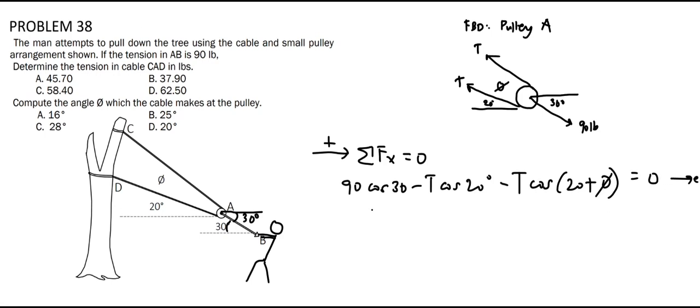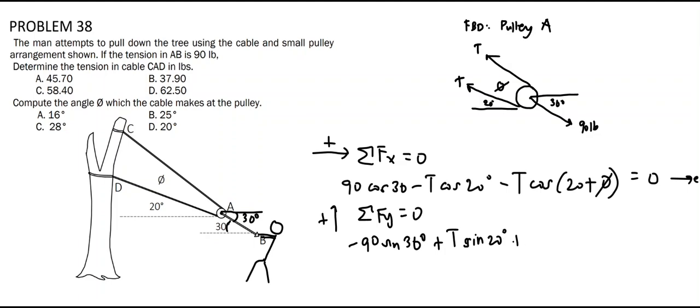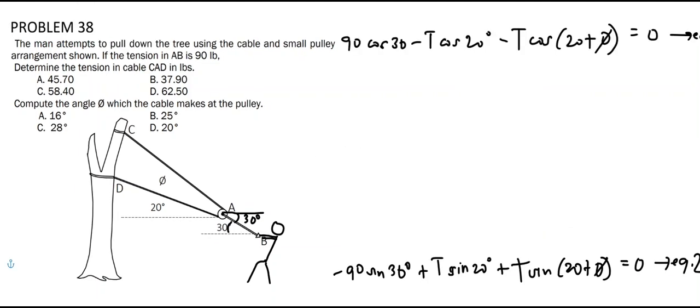Now taking summation force vertical equal to 0, considering upward forces to be positive, we have the negative 90 downward force sine of 30 degrees plus the bottom tensile force acting at an angle of 20 degrees plus another tensile force sine of 20 plus phi degrees, all equal to 0, and that serves as our second equation. Now that we have our two equations with two unknowns, we can now solve for the variables t and phi.